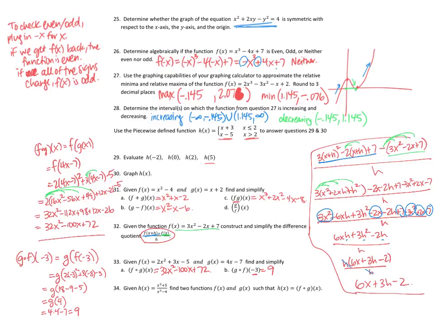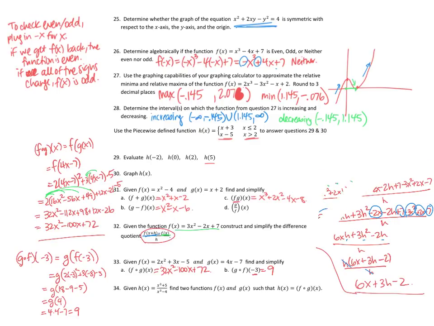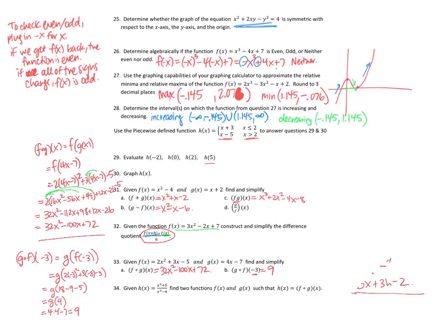Okay, and so the next one says, I'm going to erase some things here so you can see what we're doing. All right, and so it says, given h of x is x cubed plus 5 over x cubed minus 4, find two functions f and g such that h of x is f composed with g.